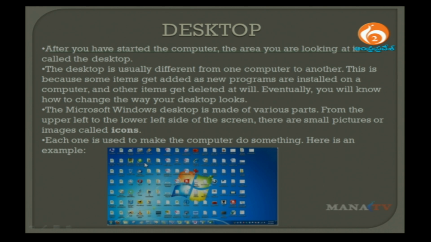As I have said, once you start the computer, the area you are looking at is called the desktop. Once the system gets switched on, the first display that you see on your monitor is what we call the desktop. The desktop is usually different from one computer to another. This is because some items get added as new programs are installed on a computer.